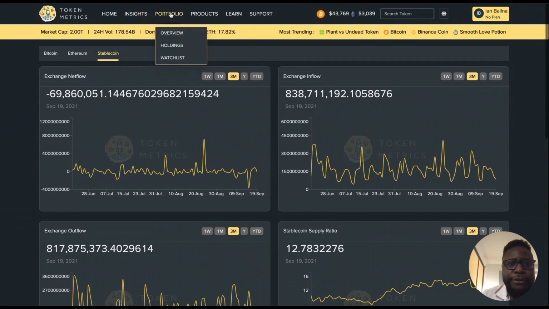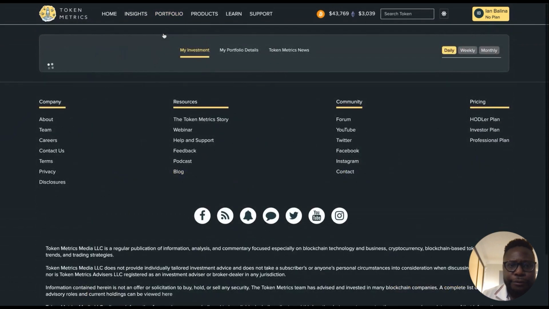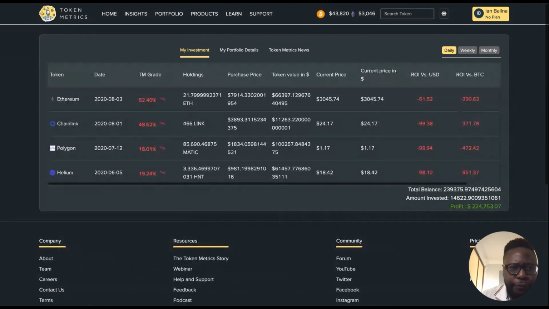All right, so now let's go to portfolio. We have the overview, which is basically for you to come here and see how your portfolio is. This is my test portfolio. As you see, I've been tracking Chainlink, Ethereum, Polygon, Helium Network. This is the overview page.